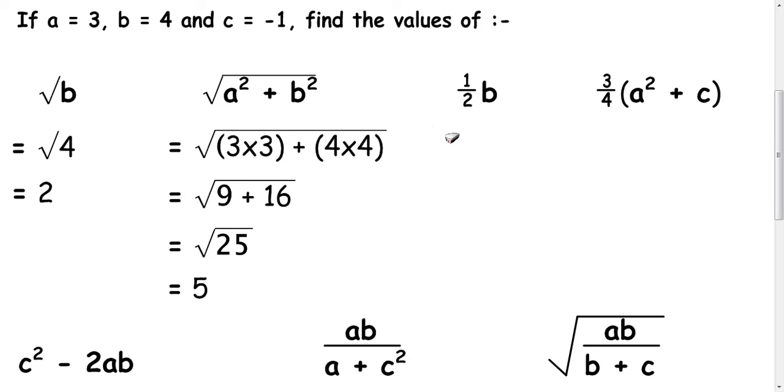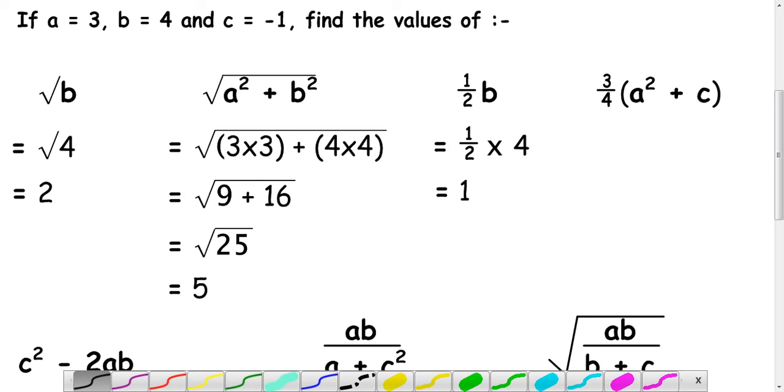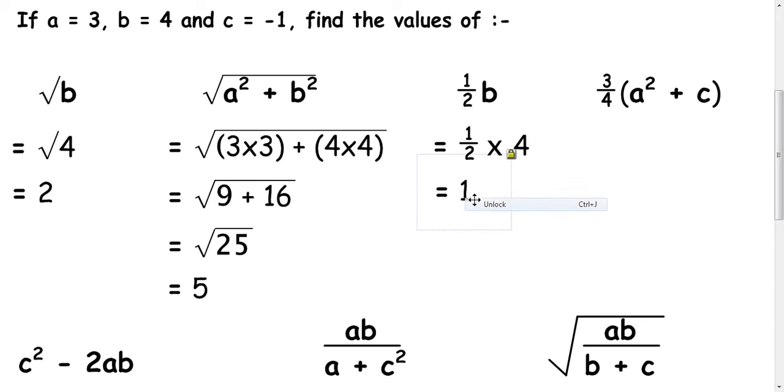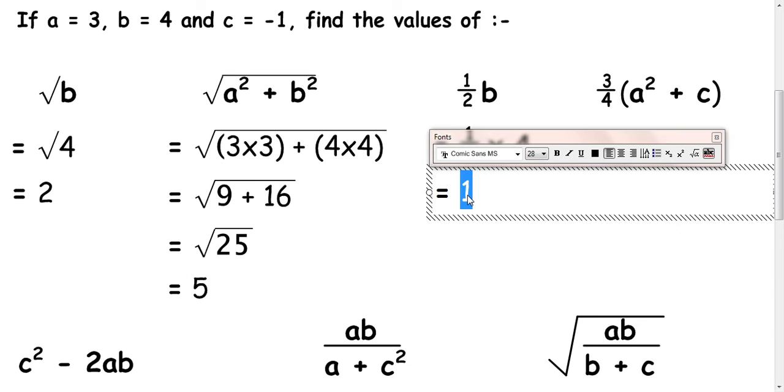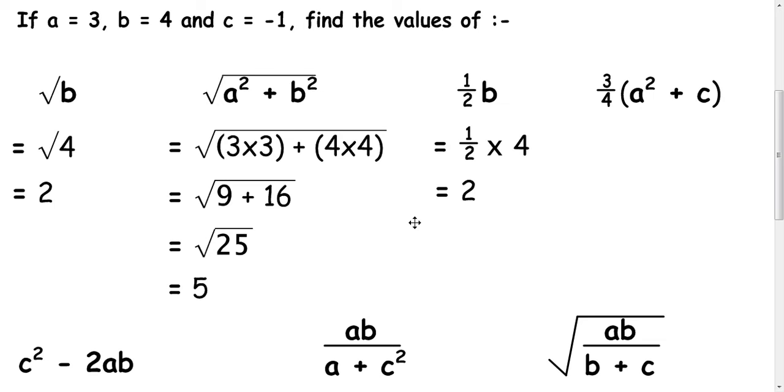Right, half times b, that's what that means. So a half times 4. Now a half multiplied is the same as saying a half of. So if we say what's a half of 4, you should see, oops, that's wrong, I'll just change that. We should have 2 there obviously, half of 4 is not 1. So I'll just change that to 2.